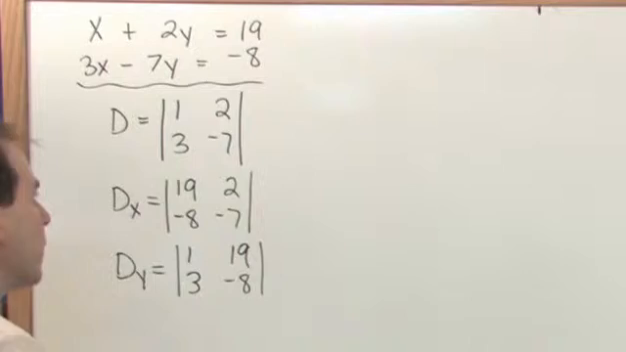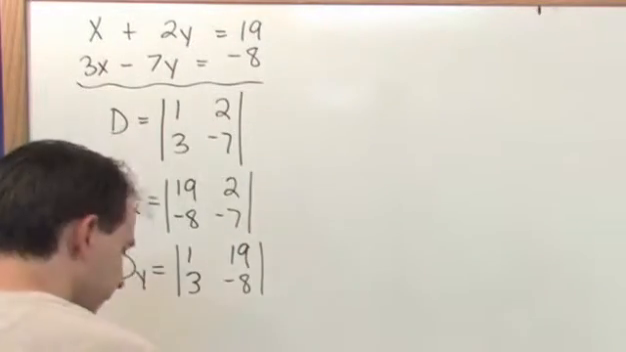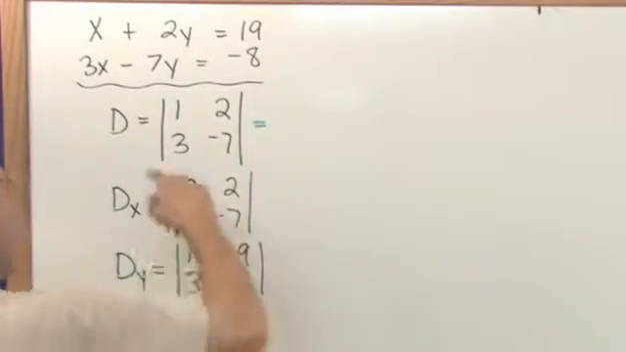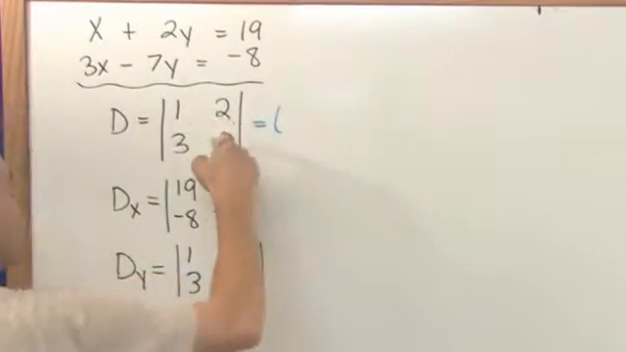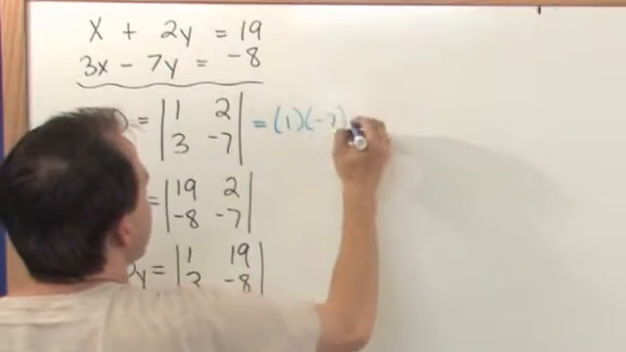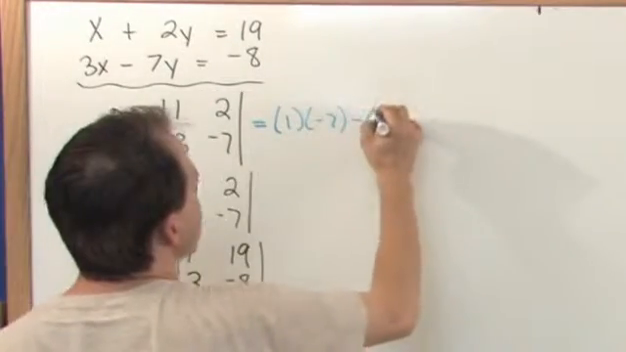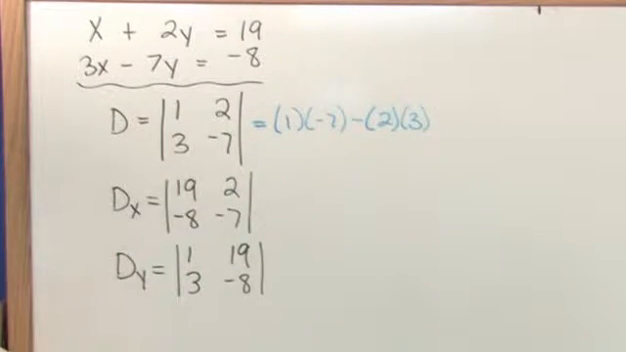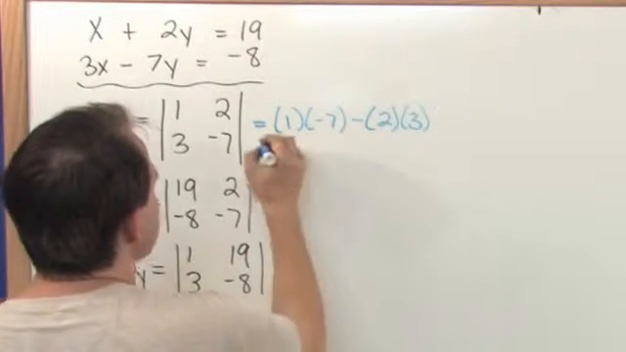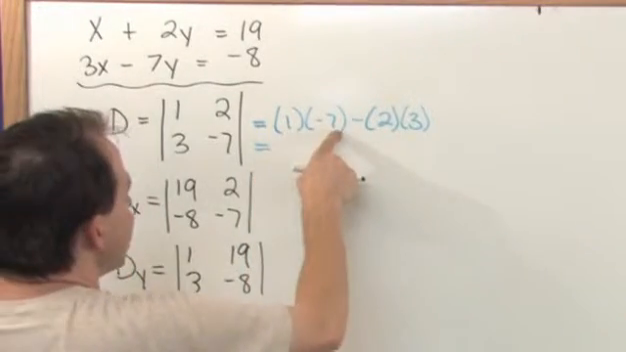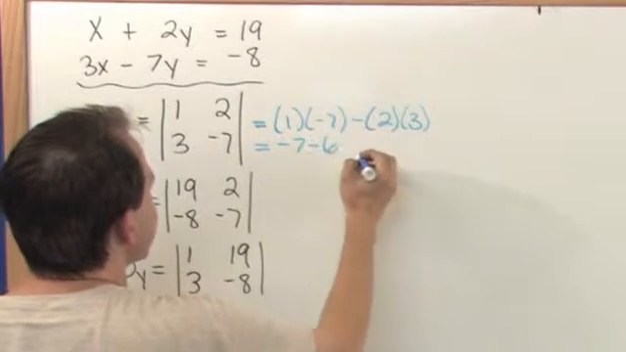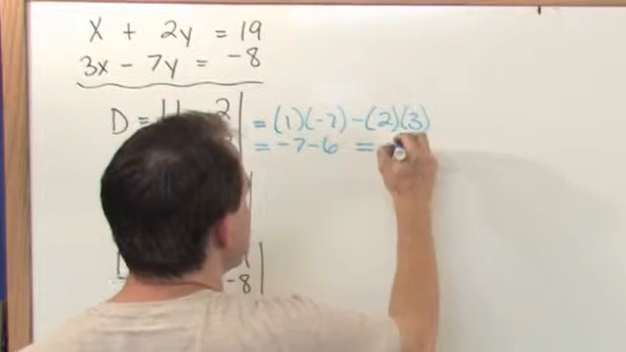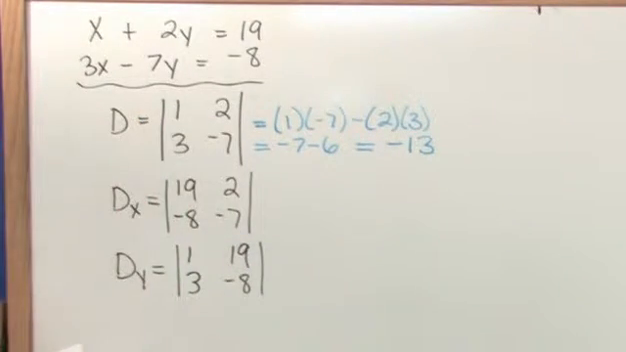Okay, now we're in a good position to actually calculate determinants. So let's go ahead and do that now. Over here, using your X like this, you're going to have 1 times negative 7 minus 2 times 3. So 1 times negative 7 is negative 7, minus 6. And so what you're going to have over here is negative 13. For that first determinant up there, you're going to have negative 13.